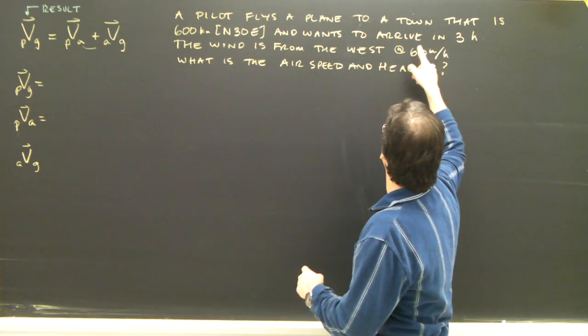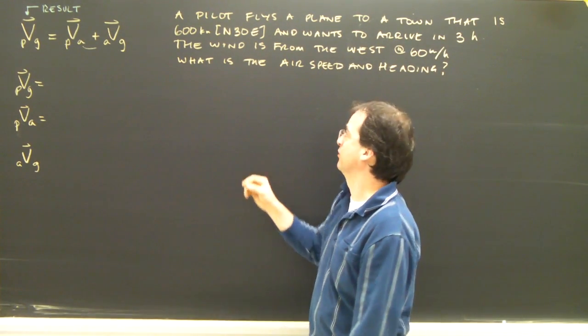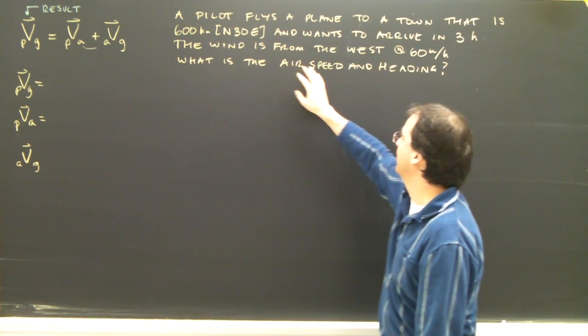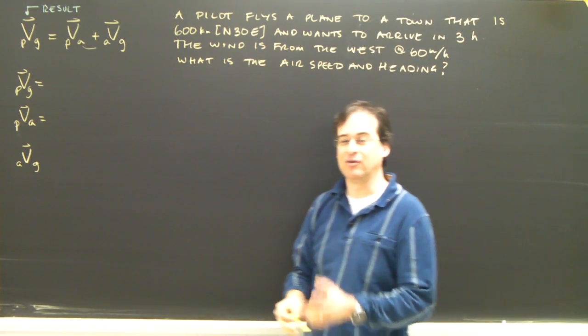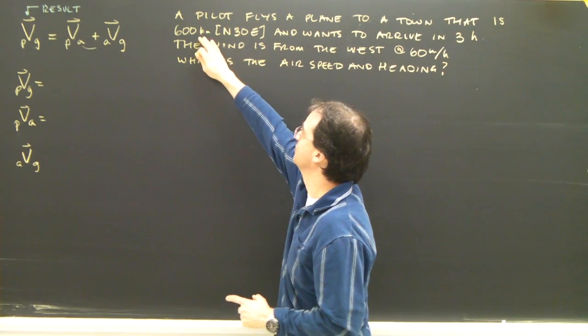And it wants to arrive in 3 hours, so that's a time. That wasn't in our other problem either. The wind is from the west at 60 kilometers per hour. What is the airspeed and heading? Having this here lets me know that if I'm looking for those two things, I'm probably not given them. So let's look at this.